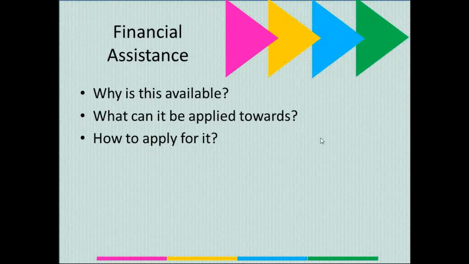For uniform assistance, that's a form you would fill out and turn into your membership team, and then the girl would get a $10 or $20 voucher to use on certain uniform components. And then for camp, you apply for that online when you're filling out the registration online in Double Knot.